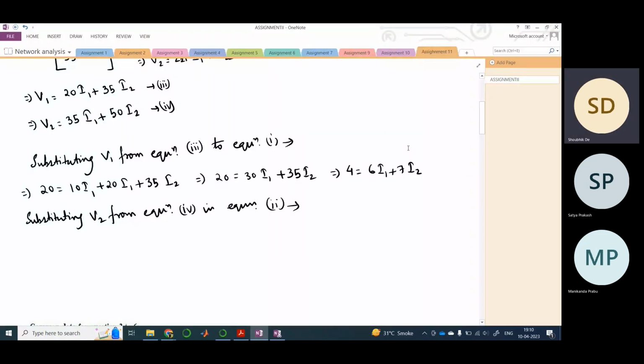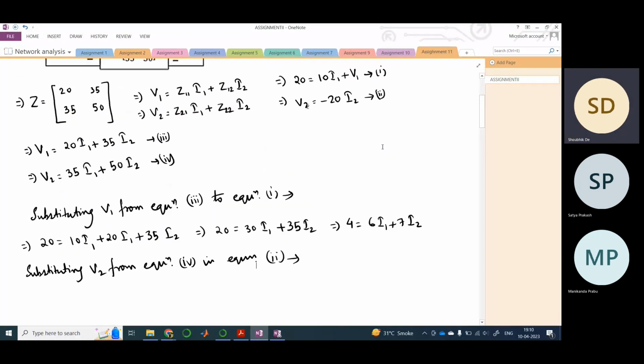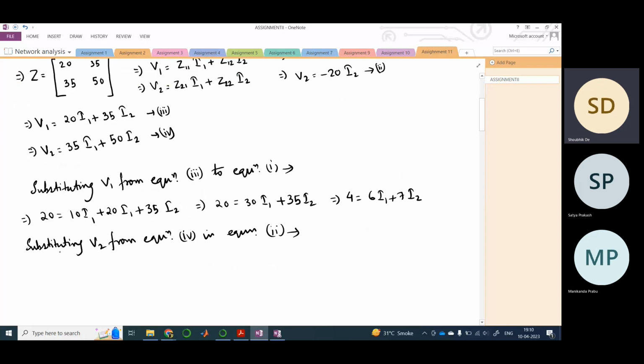So as a result, what this would become, substituting V2 equals minus 20 I2, basically 4 in 2. So this would become 35 I1 plus 50 I2 equals minus 20 I2, right? So this is 35 I1 equals minus 70 I2. Therefore I1 equals minus 2 I2, right?